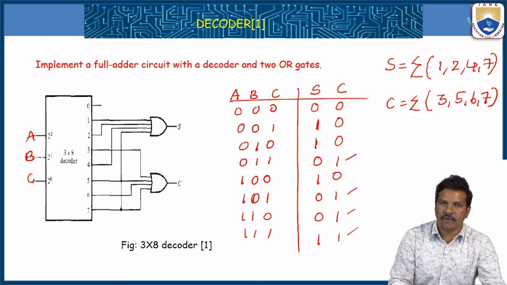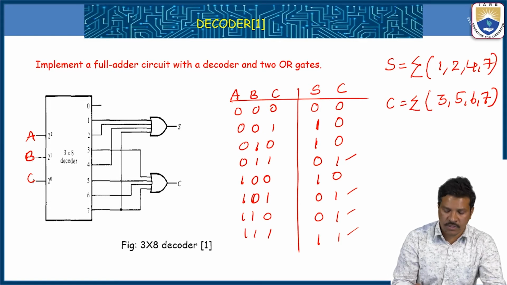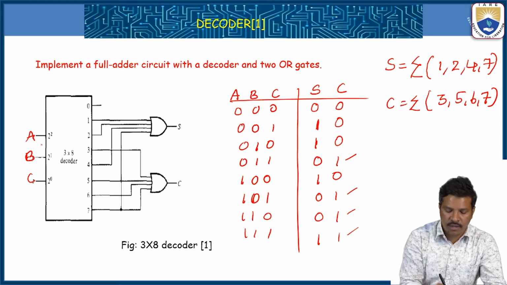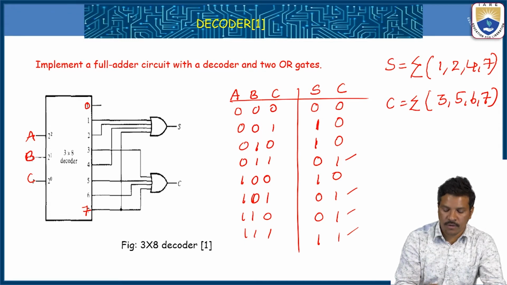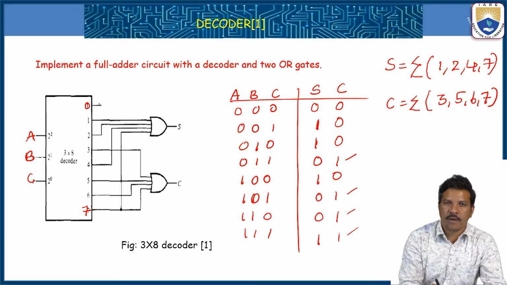So here, the full adder requires 3 inputs and 2 outputs. So we have 2 OR gates: one OR gate to combine the minterms 1, 2, 4, 7, and the other OR gate to combine 3, 5, 6, 7. So this is the 3 to 8 decoder, with 3 inputs A, B, C. You will get 8 combinations of output, 8 decimal numbers, octal numbers 0 to 7. Each decoder output is nothing but one minterm. I already told you: 0 means A bar, B bar, C bar; 1 means A bar, B bar, C, like that.